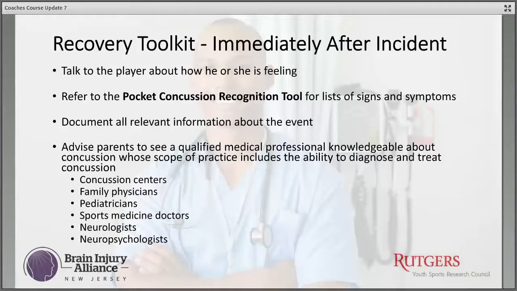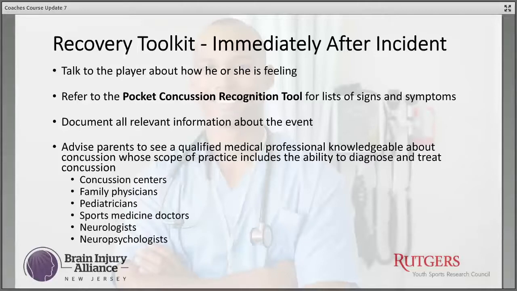Document all relevant information, not only on the incident report and symptom tracking chart that you give to the parents, but also on an injury incident report form that you should have available in your first aid kit from your youth sport organization. You may be asked to recall the details of an incident long after that incident has occurred, and accurate recording of what actually happened as soon as possible will help you to document that kind of information.